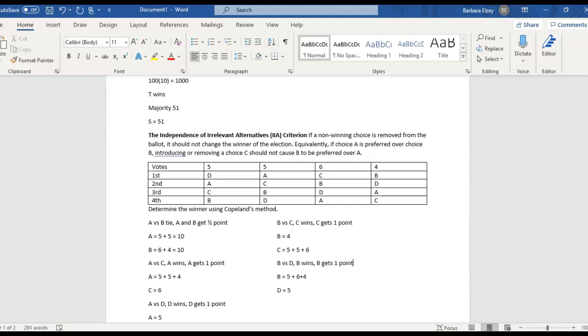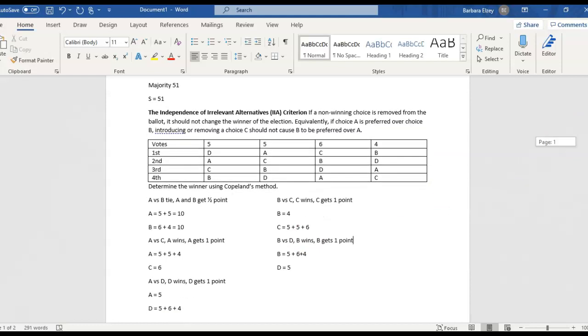All right, now we've done B with everybody. Let's now do C with everybody. We've done C with A, we've done C with B, so we really just need to do our final comparison will be C and D.